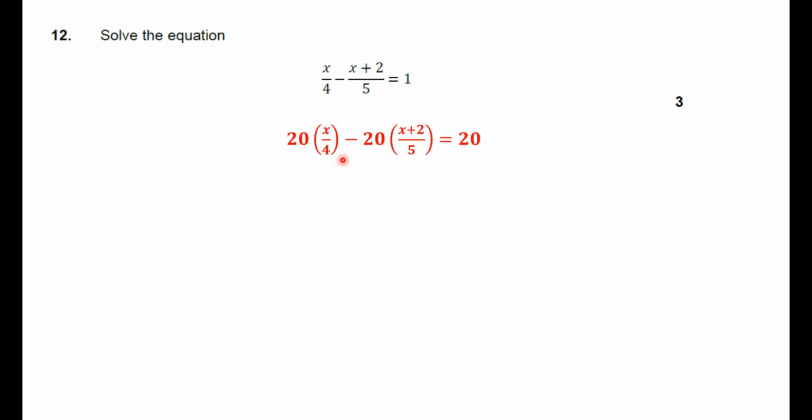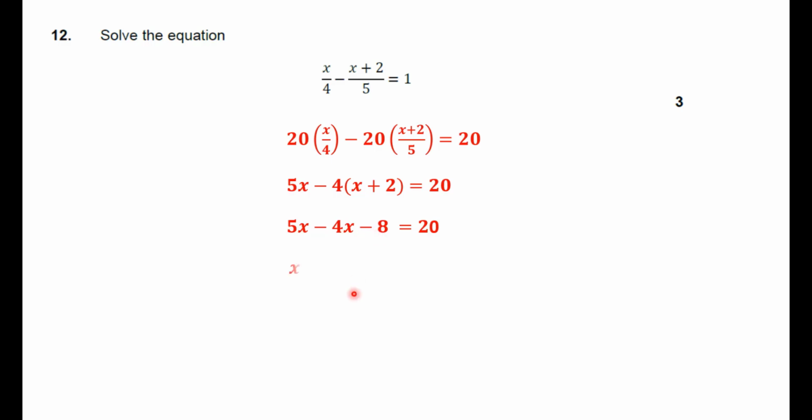When you simplify this, 4 will divide 20 and 5 will divide 20, leaving 5x take away 4, x plus 2 equals 20. Let's multiply out the bracket. 5x take away 4x take away 8. Let's tidy it up. That becomes 1x, which is x.